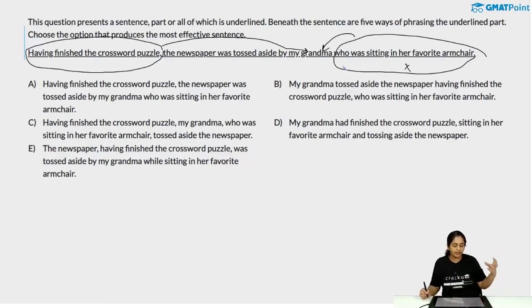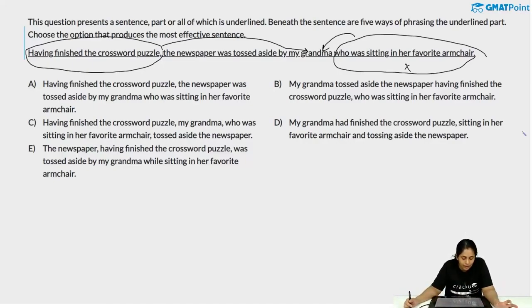Having finished the crossword puzzle, my grandma should be the next words, so that we know that the crossword puzzle was finished by grandma. So essentially, having finished the crossword puzzle should be very close to my grandma, and so should this part, who was sitting in her favorite armchair. So let us see which of the options actually fixes this error of dangling and misplaced modifiers. So let's take a look at the first option.